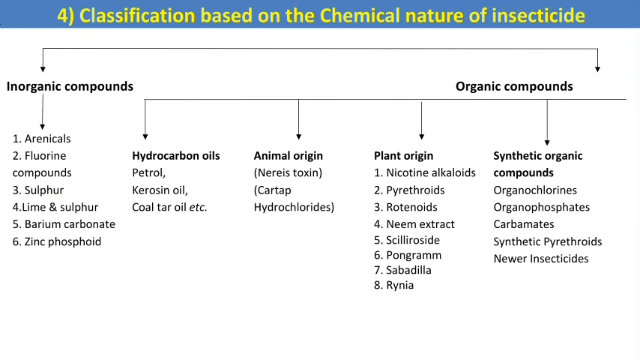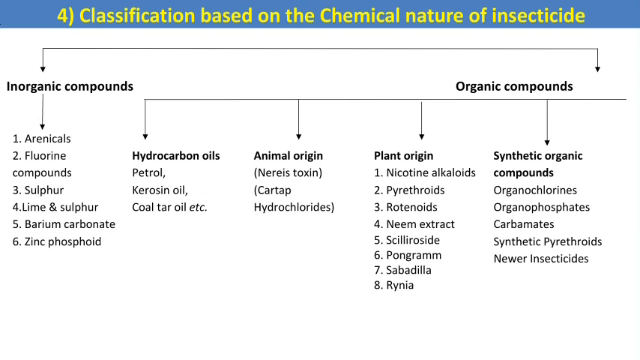Next is based on the chemical nature. In that, the insecticides are classified into two categories: inorganic compounds and organic compounds. These are some of the inorganic compounds like arsenicals, fluorine compounds, sulfur, lime sulfur, barium carbonate, and zinc phosphide.